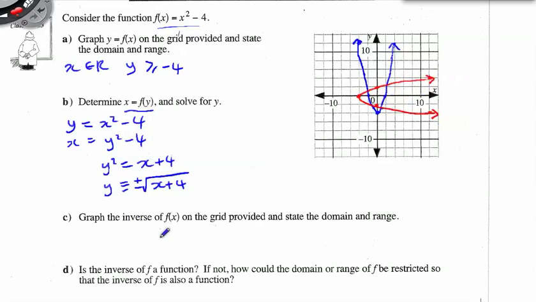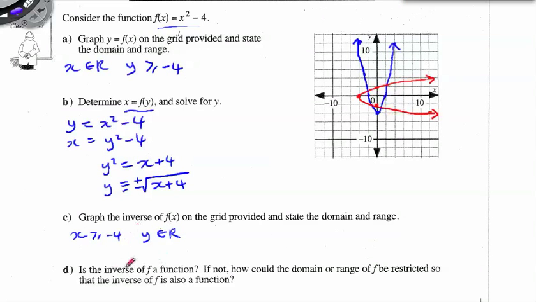So we've graphed that. Now we've got to state the domain and range. So the domain now of the inverse function looks like it goes as low as -4. So x is greater or equal to -4. The range is going to be all real numbers. So member of the set of all real numbers. So notice the domains here and here have been switched.